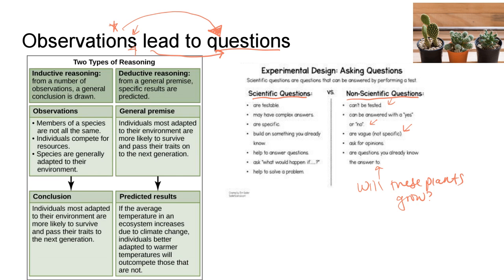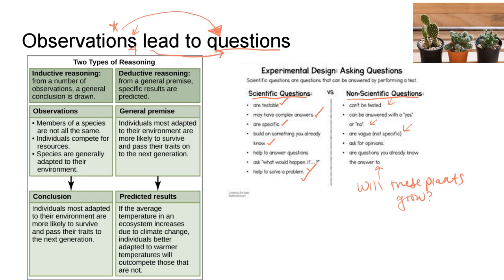A scientific question needs to be testable. It might have a complex answer that needs to be explained. It might be a question that has to be broken down into more than one experiment. It is specific to exactly what factors you're wanting to test. It's built on your scientific knowledge that you're building. It asks what would happen if, and it helps solve a problem.